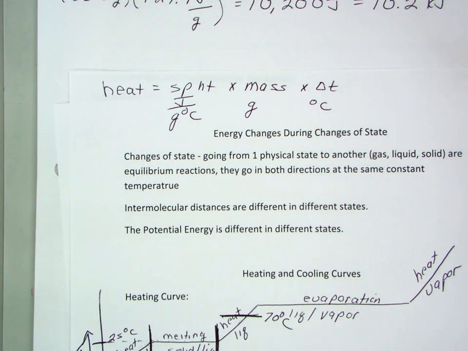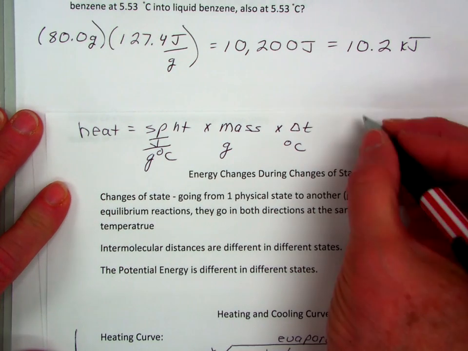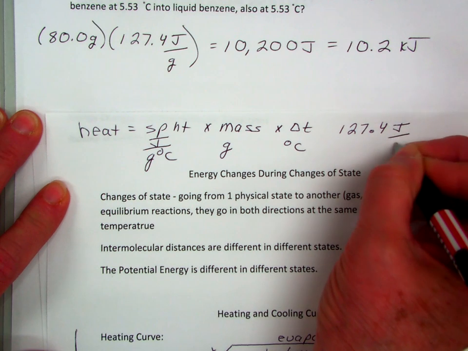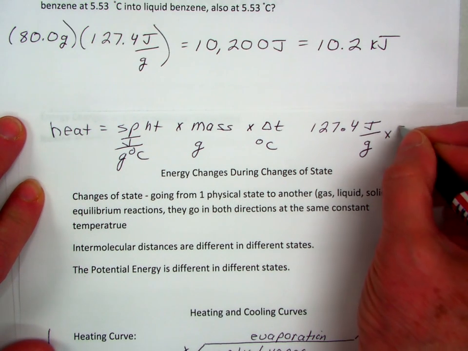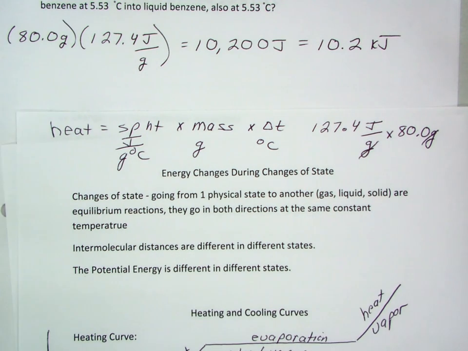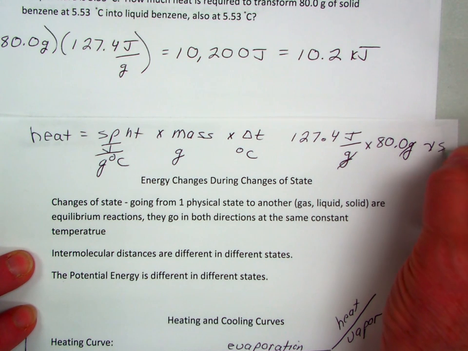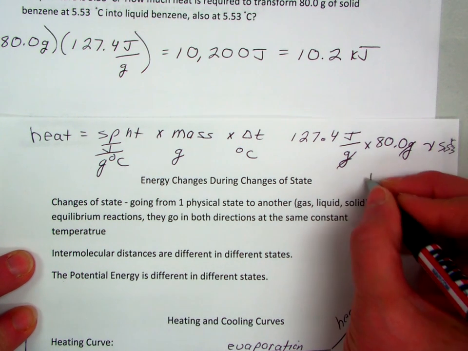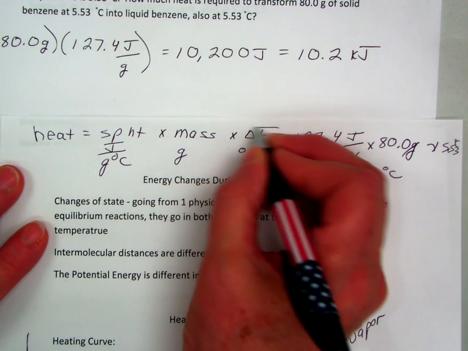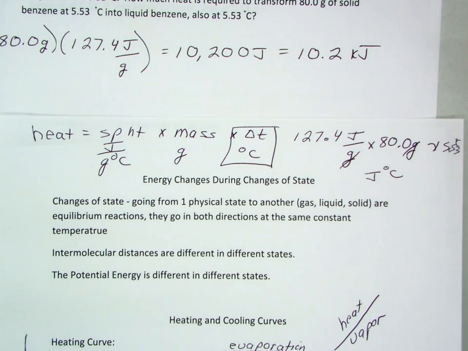But when we're making a phase change, the enthalpy of fusion here is 127.4 joules per gram. We just multiply it by 80 grams because all we're doing is melting that. And that makes our joules disappear. If you tried to put temperature in there and say, well, I'm at 5.53 degrees Celsius, you'd end up with units of joules times degrees Celsius, and that doesn't make sense for heat. And remember, this temperature is always a change in temperature.